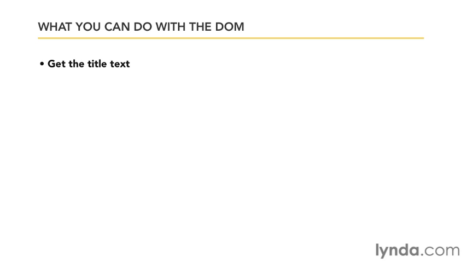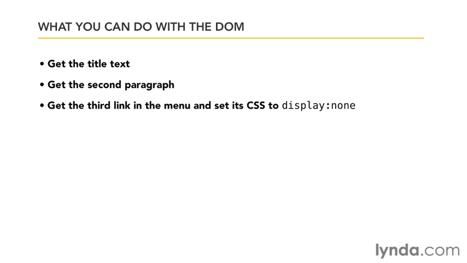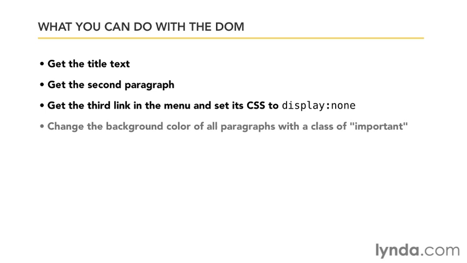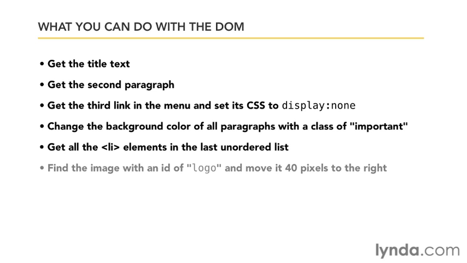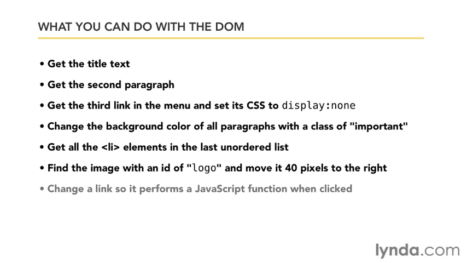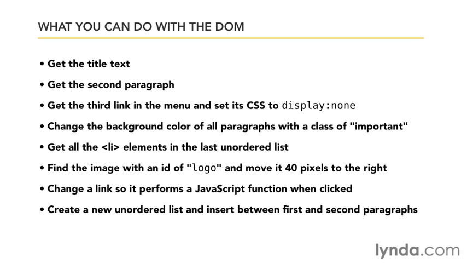I can say, I want to get the text of the title. I want to get the second paragraph element. I want to get the third link in the menu and change how it's displaying. In this case, hide it. Or change the background color of all paragraphs, or get all the list item elements, or find an image and start to move it. Change a link from its default behavior to actually performing a JavaScript function, or even creating new unordered lists, or creating paragraphs, or creating menus and inserting them into the page on the fly. And a lot more besides.